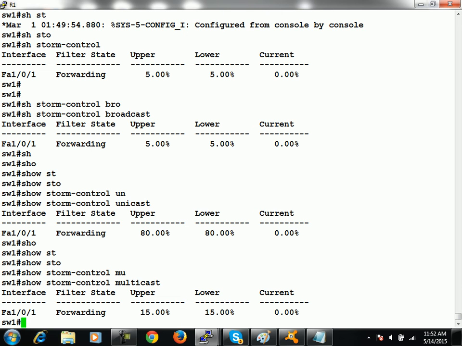So I hope that you have understood the meaning of storm control. Yes. It's kind of a dam on a river. What? Dam.